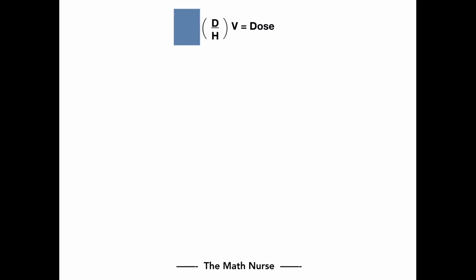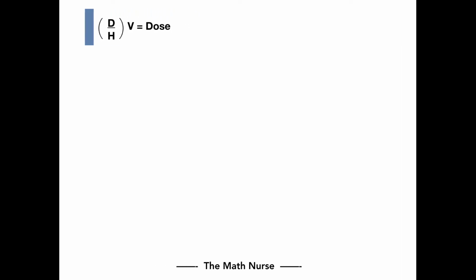So another way to look at that is D over H, so your desire over what you have. So what are you desiring? What is the order for? What do you have on hand? And then what is your volume of what you have? And that will give you the dose that you're going to give your patient.